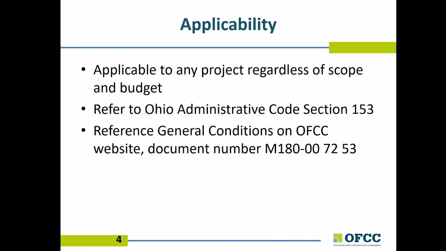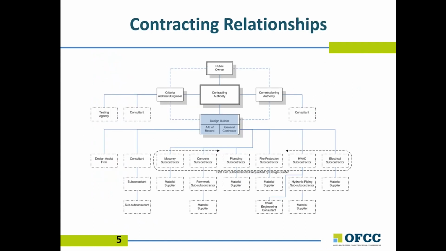Design build, as I mentioned, is applicable for any size projects, regardless of complexity, scope, and budget. See Ohio Revised Code 153, as well as Administrative Code 153 for using design build. You may reference the general conditions for design build on OFCC's website, document number M180-1 20-007253. I will now describe the contractual framework for design build.